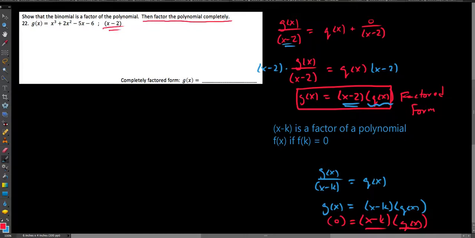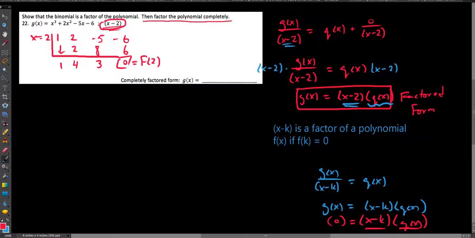I want you to see this. If we were to take this polynomial and say prove that x minus 2 is a factor, let's go ahead and set up our synthetic division array. In this case we can use synthetic division, and we're going to put x equals 2 on the outside. So we have 2 times 1 is 2, plus 2 is 4, 2 times 4 is 8, plus negative 5 is 3, 2 times 3 is 6, plus negative 6 is 0. And so what we said before was basically that x minus 2 could only be a factor if f of 2, or f of that x value, is 0. That's what we proved here. We say x minus 2 is a factor because when you plug in an x value of 2, we get a height of 0.